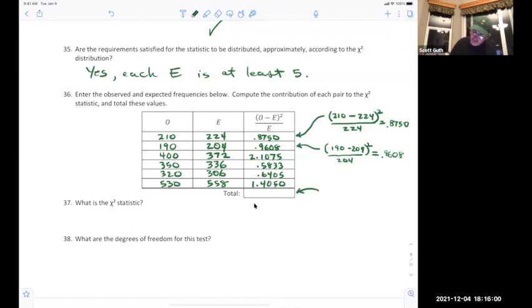And then you need to total this up. So this right here would be the sum, and this is the chi-square statistic when you add this up. So the chi-square is the sum of what we just did, which were the O minus E squared over E values. So you're just adding these up in this last column. So the total is 6.5721. There you go. So that's our chi-square test statistic.